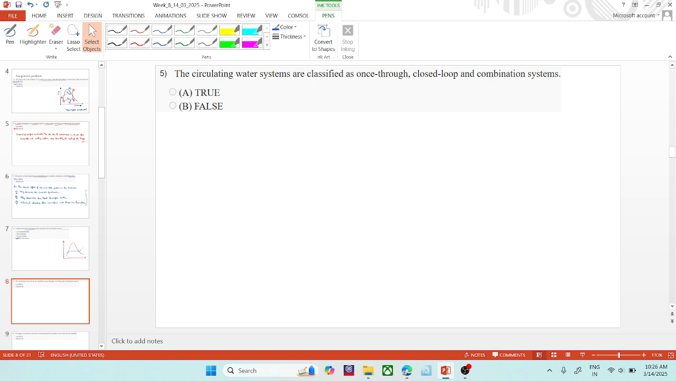So in the fifth problem, the statement is: the circulating water systems are classified as once through, closed loop, and combination systems. Okay, so this statement is true. In actual, the circulating water systems are classified as once through, closed loop, and the combination system, as we have seen in the theory part of the lecture.